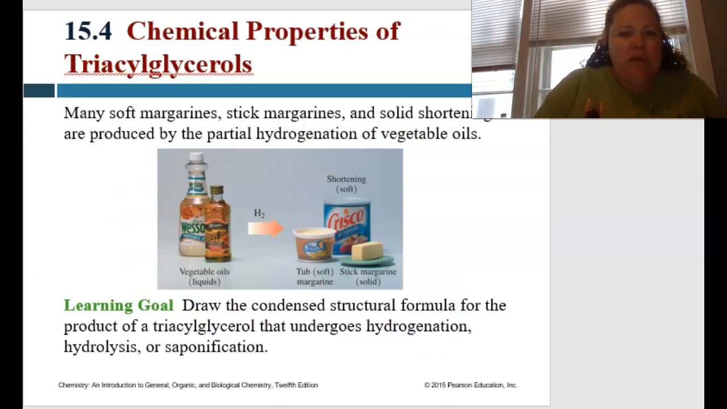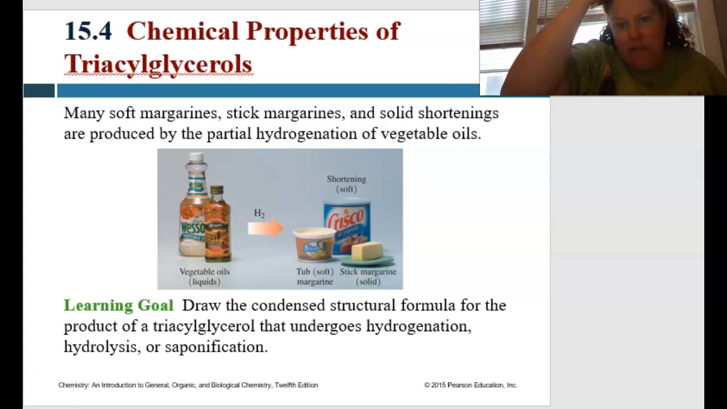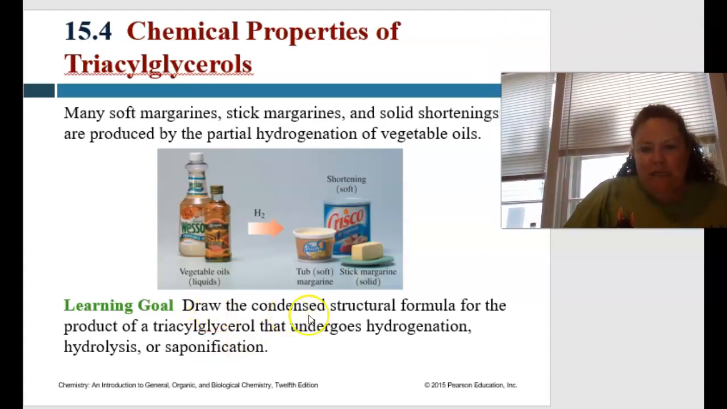So moving on to apply this to chemical properties of these triglycerides, or triacylglycerols, same thing. Many soft margarines, stick margarines, and solid shortenings are produced by the partial hydrogenation of vegetable oils, okay? What does that mean and why do we care? Well, we're going to learn to draw the condensed structural formula for the product of the triglyceride that undergoes hydrogenation, hydrolysis, or saponification. Okay, lots of big words.